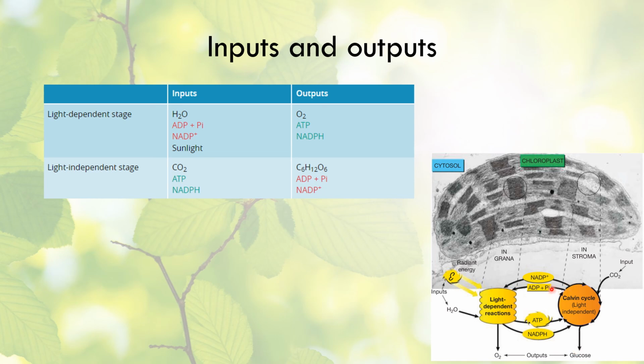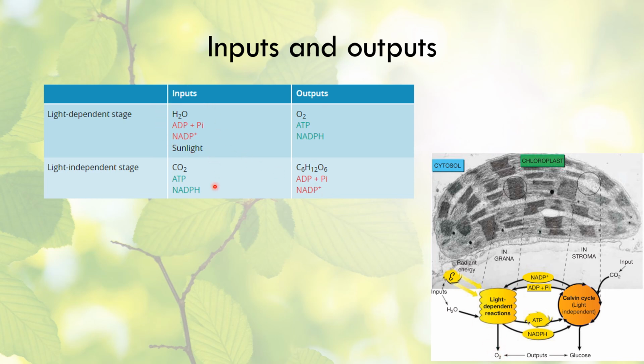It also spits out unloaded ADP, and our phosphate, and also NADP+. These go back into our light dependent, which needs the water and the sunlight, and of course our oxygen is spat out as a byproduct.